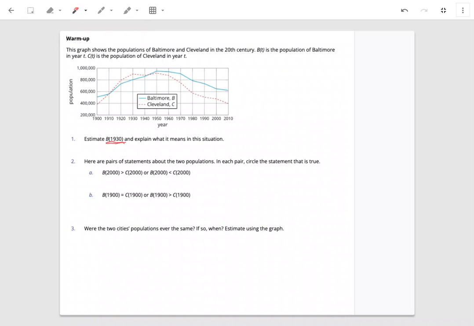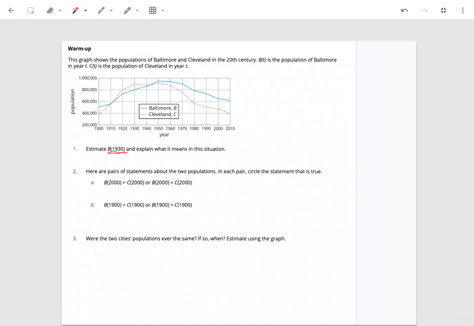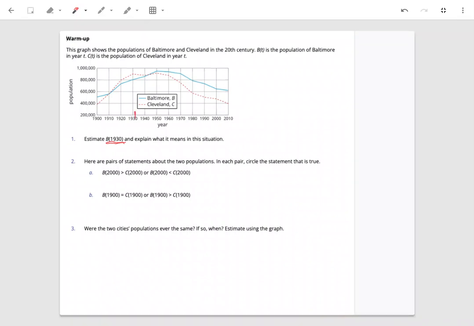So B is for Baltimore. So we're looking for the population of Baltimore in 1930. So that's going to line up here. So it looks like the population of Baltimore in 1930 was 800,000. So estimate B of 1930, that would be 800,000.